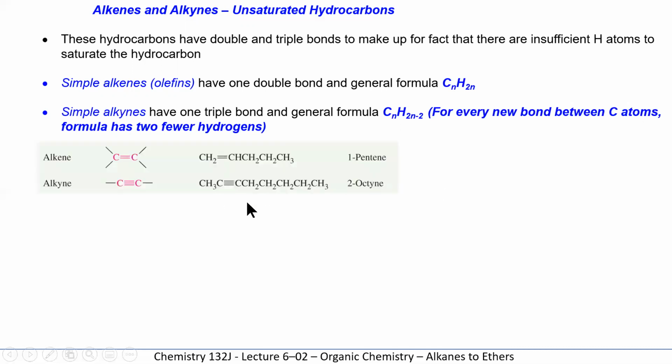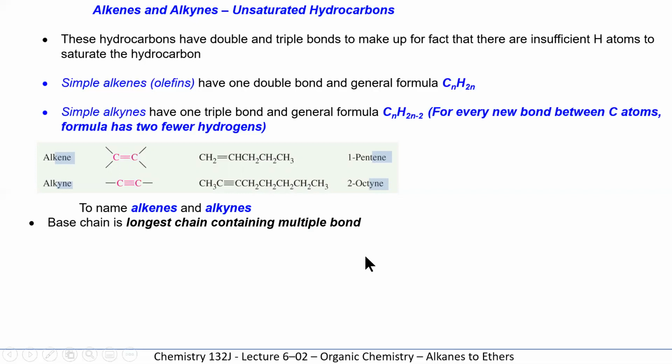So again, here shows an example. Here is 1-pentene. Note that the number 1 indicates where the double bond is. The ENE tells us it's a double bond. The YNE tells us it's a triple bond. In this case, it's after the second carbon. So if I was going to come up with the formula for this one, it's C5H10. And for an octyne, 2-octyne, it would be C8H14.